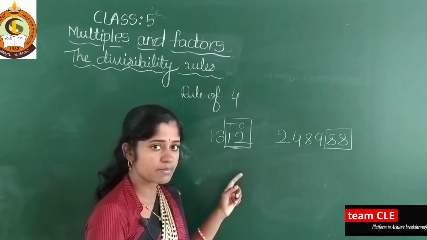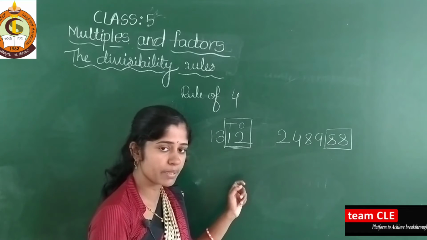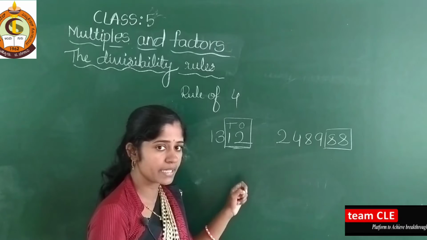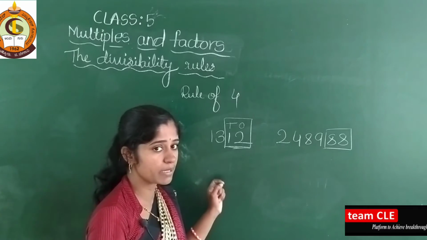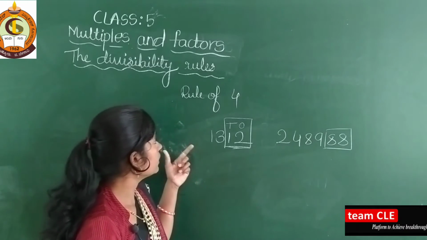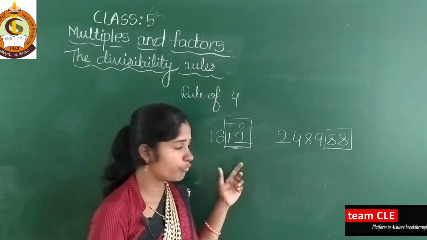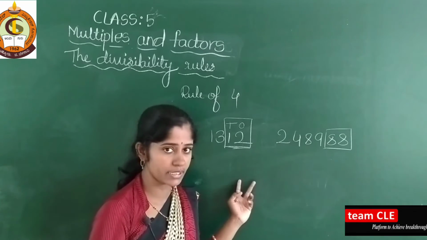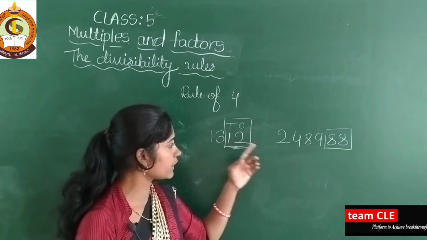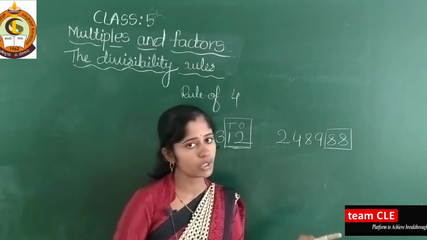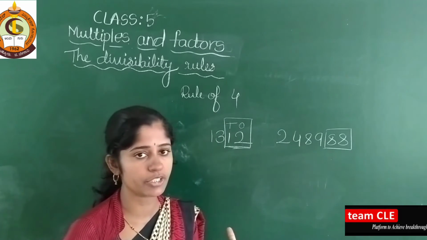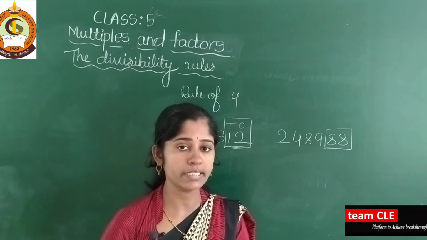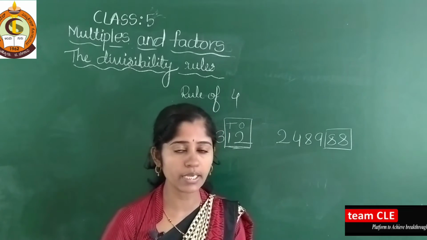See here, if 0, 2, 4, 6, 8 is in the ones place, that number is divisible by 2. After adding the digits, if the sum is in the 3 times table, that number is divisible by 3. And when we are talking about the divisibility rule of 4, you need to check the last two digits. If the last two digits are divisible by 4, then the whole number is divisible by 4. So this is the divisibility rule of 4. I hope you are getting my point. I have now taught the divisibility rules of 2, 3 and 4.